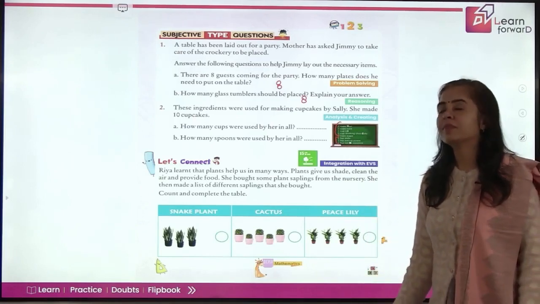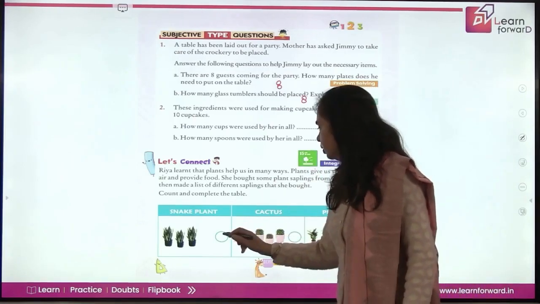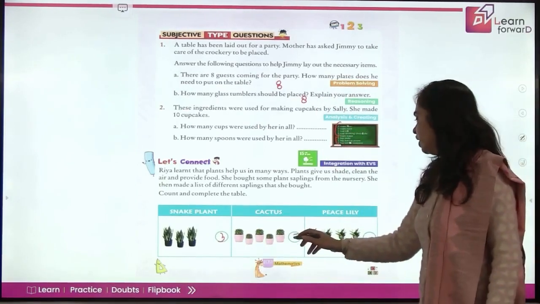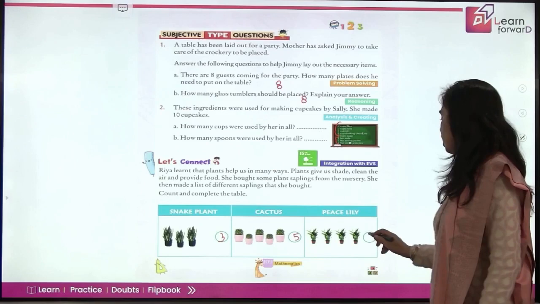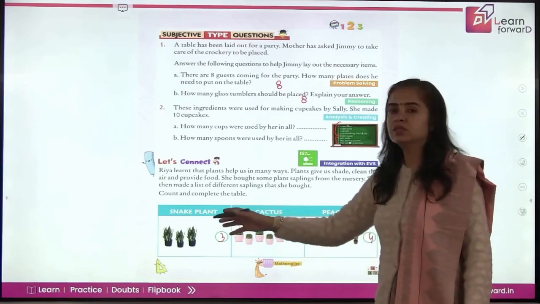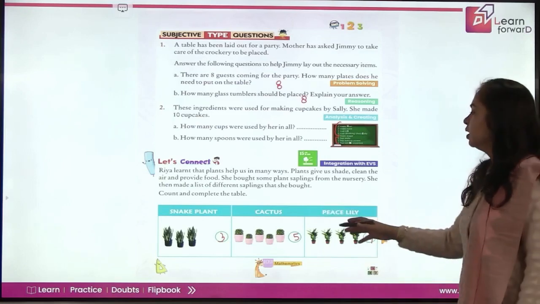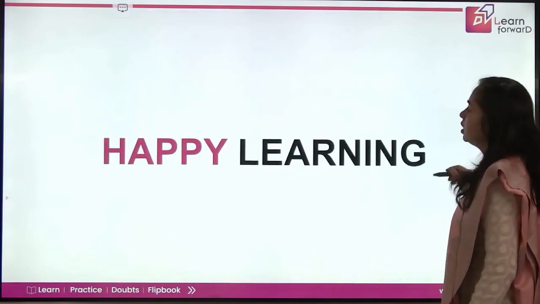This is 3. And then these are 5. And how many are these? These are 4, children. Okay. So this is the snake plant, this is the cactus, and this is the peace lily. She got these many saplings from the nursery.